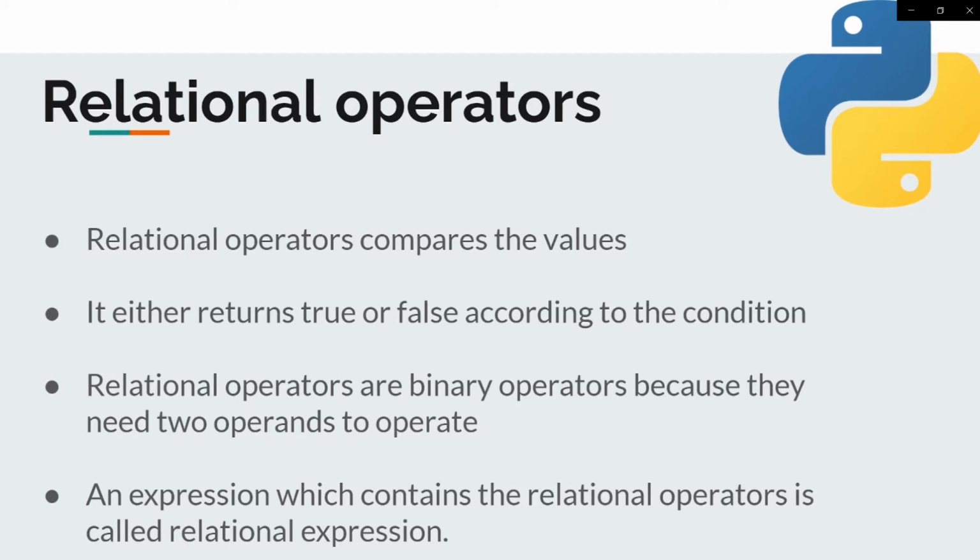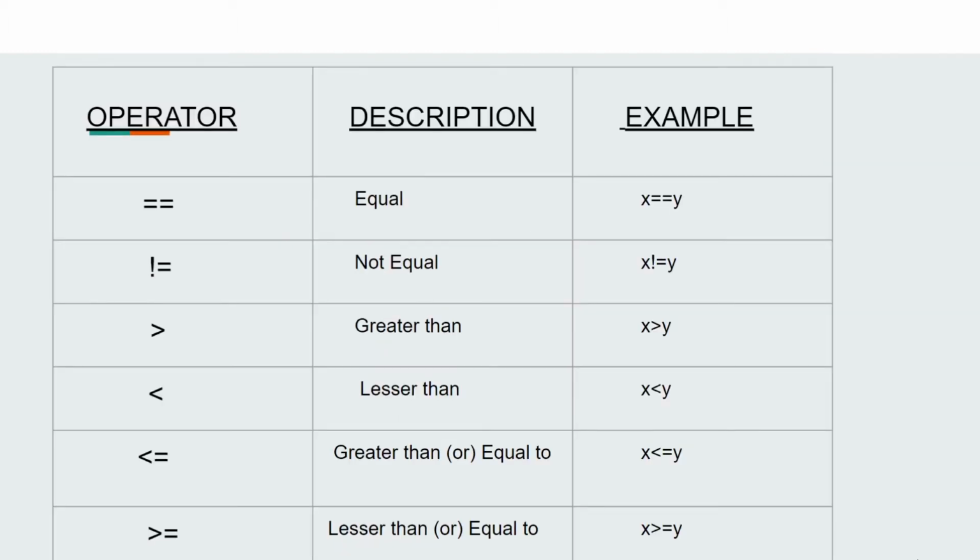An expression which contains relational operators is called a relational expression because it checks and compares the two operands, whether they're equal or greater than. This is the table for the relational operators. First we have the operator, then the description, then the example.